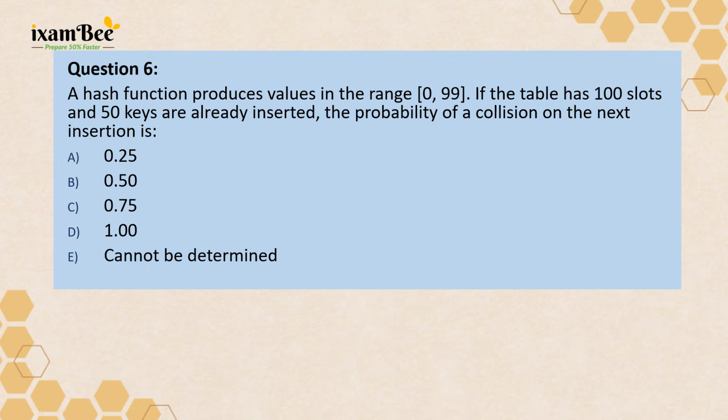Next, we have a hash function which produces values in the range of 0 to 99. If the table has 100 slots and 50 keys are already inserted, the probability of collision on the next insertion would be what? That is what you have to tell. So since 50 keys are already inserted, the probability of collision on the next insertion will be 0.50. So the answer is B, 0.50.